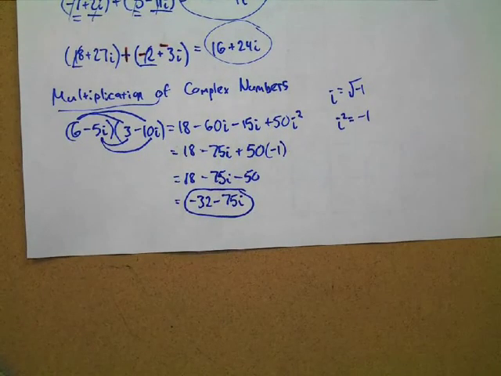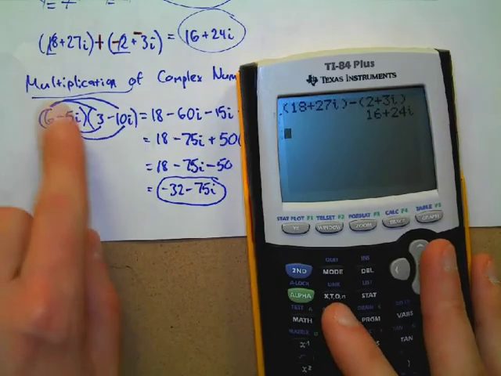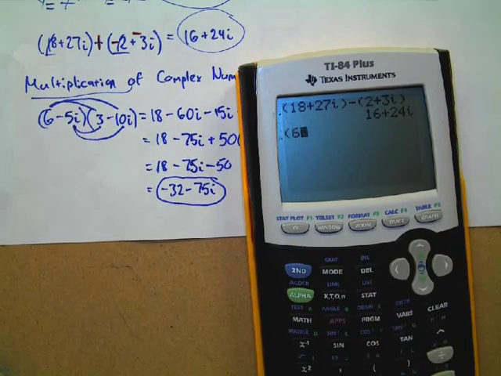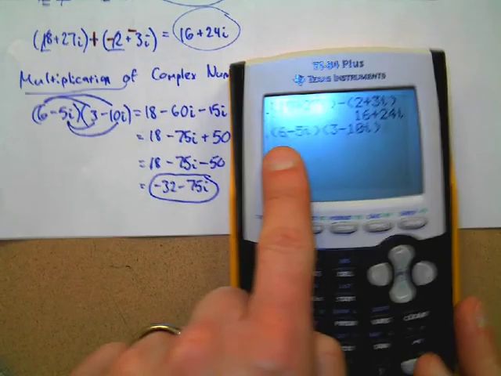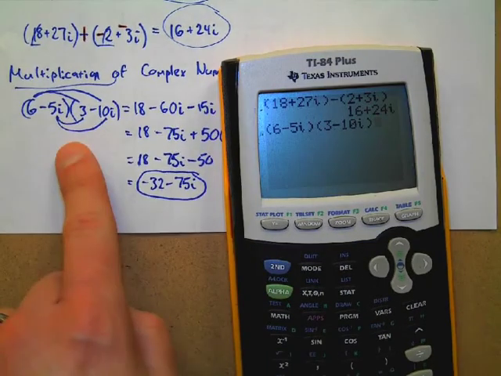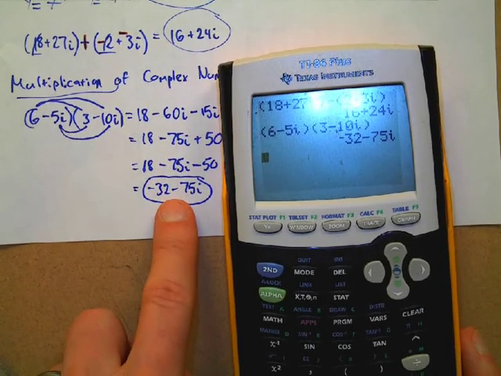Okay. And again, if you have a graphing calculator, you can type into that graphing calculator what you see right here: parentheses 6 minus 5i, parentheses 3 minus 10i. See what I typed in right there. It's the same thing as what we had. Hit enter. Your calculator does all the work for you, and it gives you exactly that final answer there.